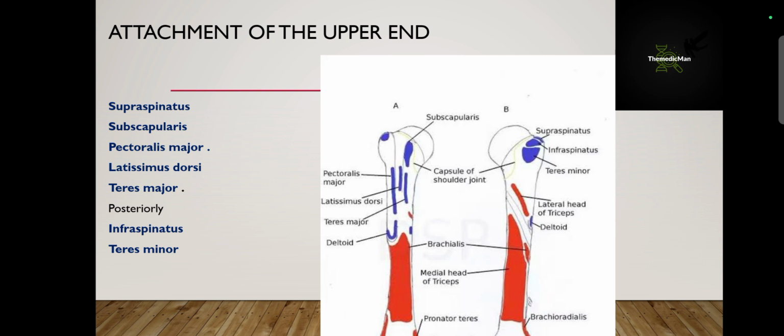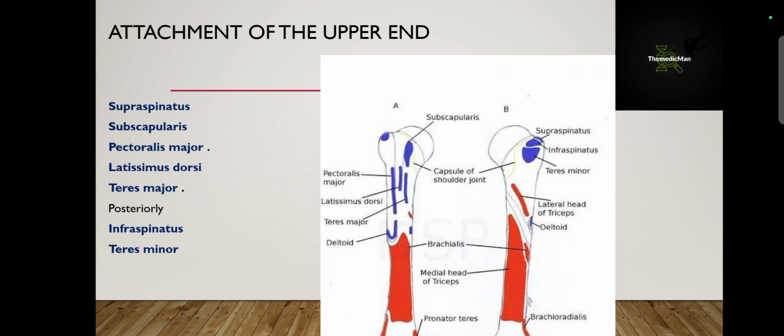Okay. Then there is the presence of teres major. The teres major originates from the posterior surface and inferior angle of the scapula, and it gets inserted on the medial lip of the intertubercular sulcus. And posteriorly, there are infraspinatus and teres minor.